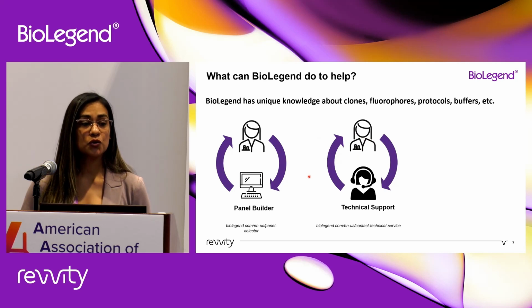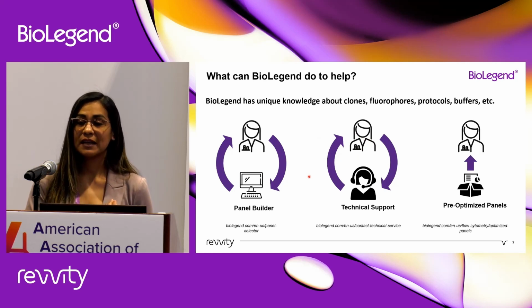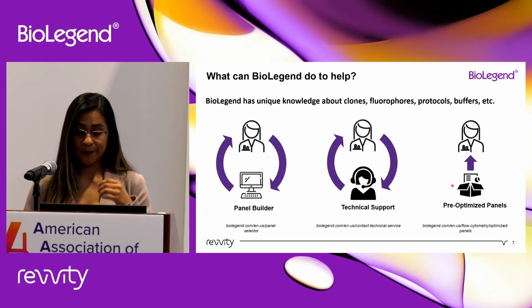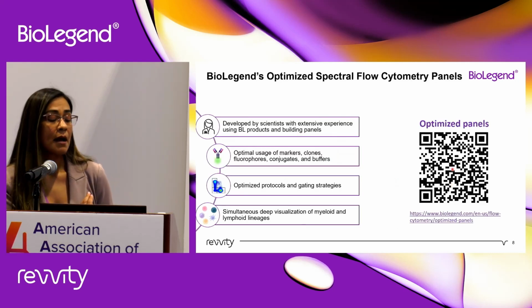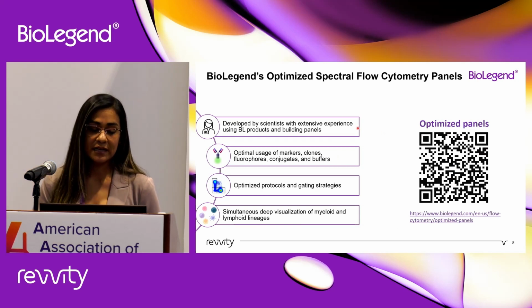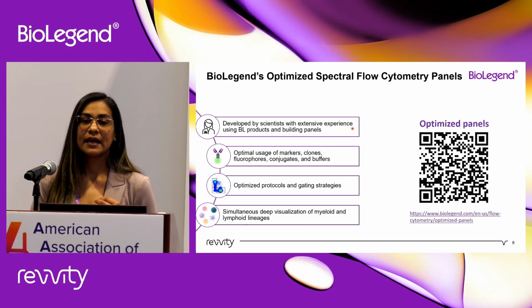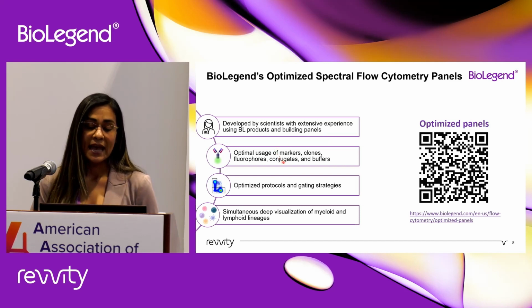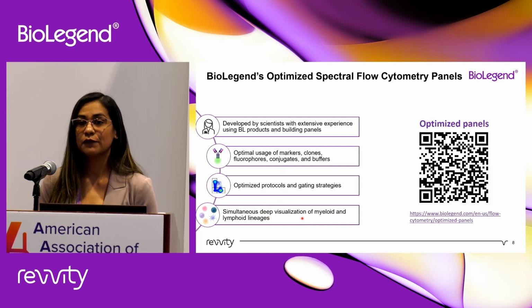But now, to make your research even easier, we are offering the pre-optimized panels. These panels, you can quickly acquire them on our website, and you can just start using them in your research. All these panels have been developed by scientists that have extensive experience using the BioLegend products, and they also have a lot of experience building very large panels. All the panels have been optimized for the better usage of the markers, the clones, the fluorophores, and the conjugates, and they come with optimized protocols and gating strategies. All this together can help you to have a deep visualization of myeloid and lymphoid lineages.